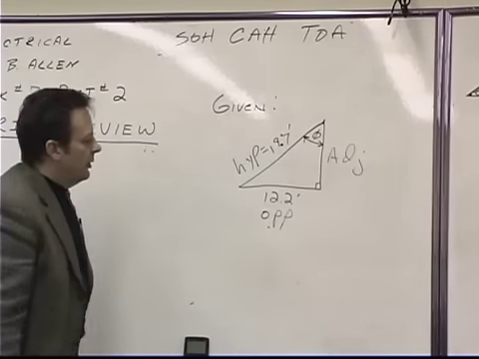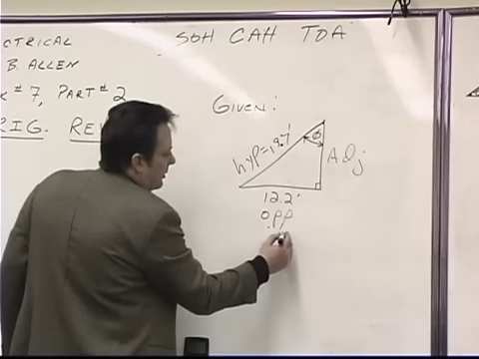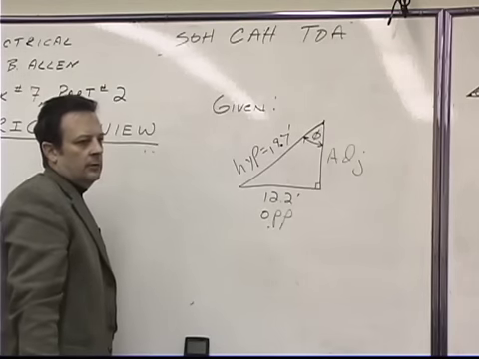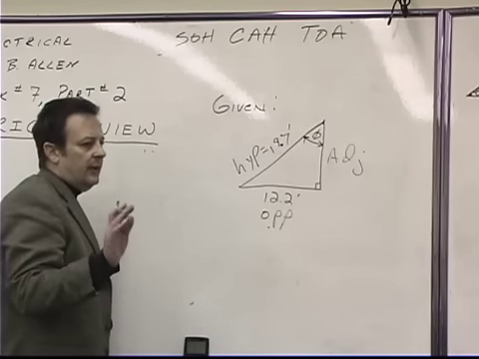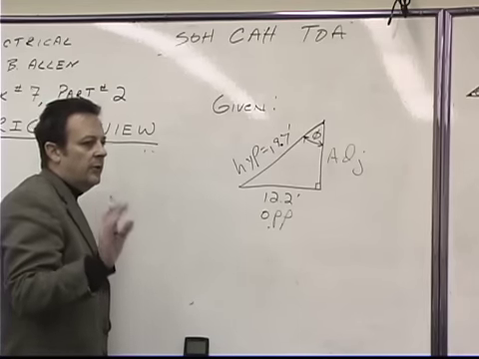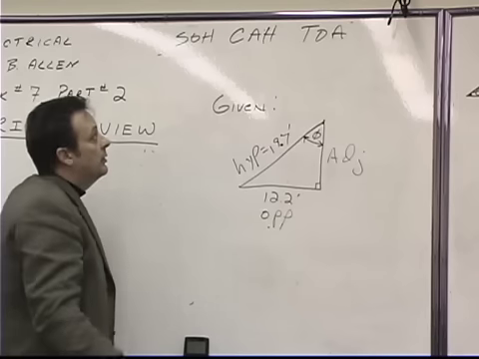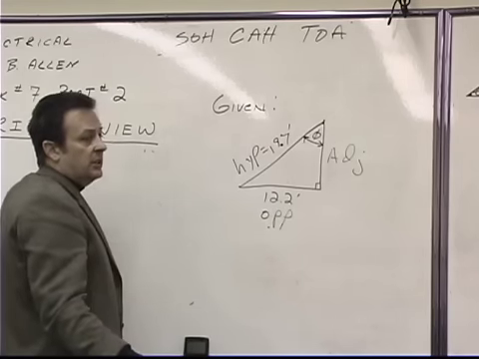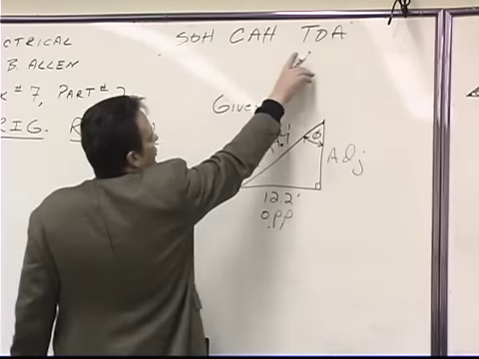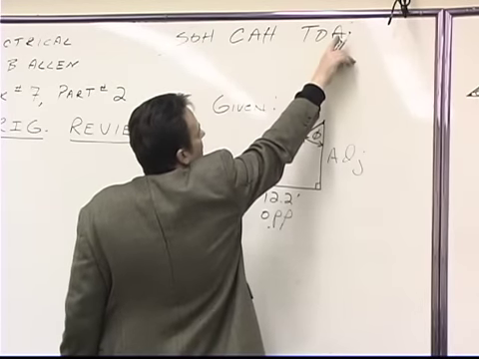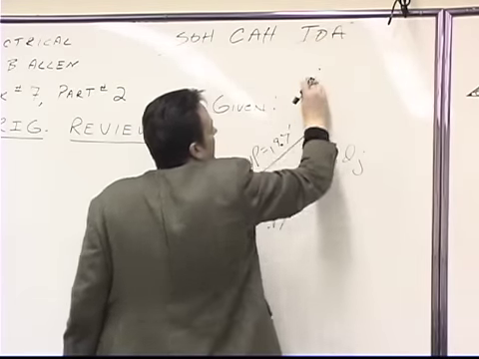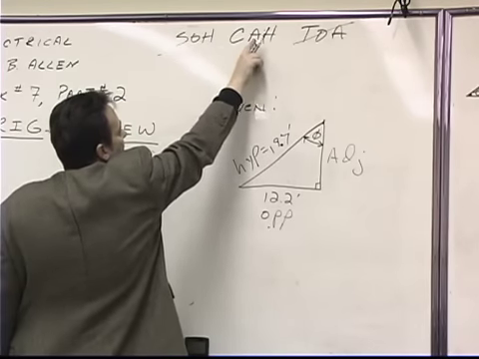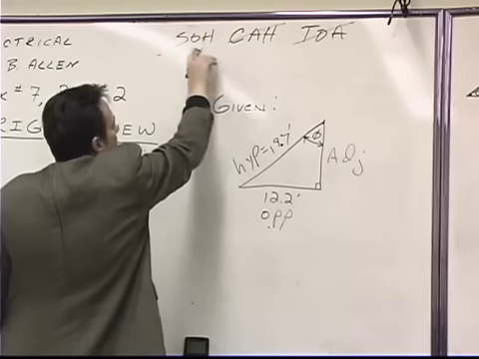I have the opposite, I have the hypotenuse, I do not have the adjacent. So I don't want to use any functions that require me to know the adjacent length. Well, let's look for functions that require adjacent lengths. How about TOA? That requires adjacent length. Not going to use that one. How about CAH? That requires adjacent length. Not going to use that one.